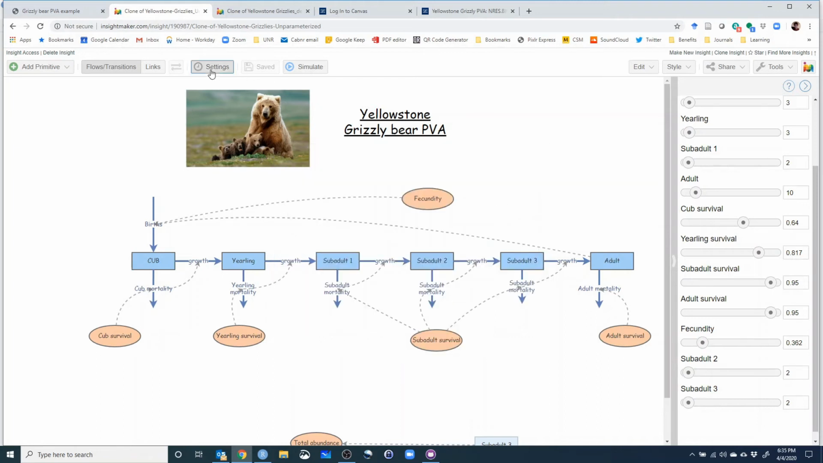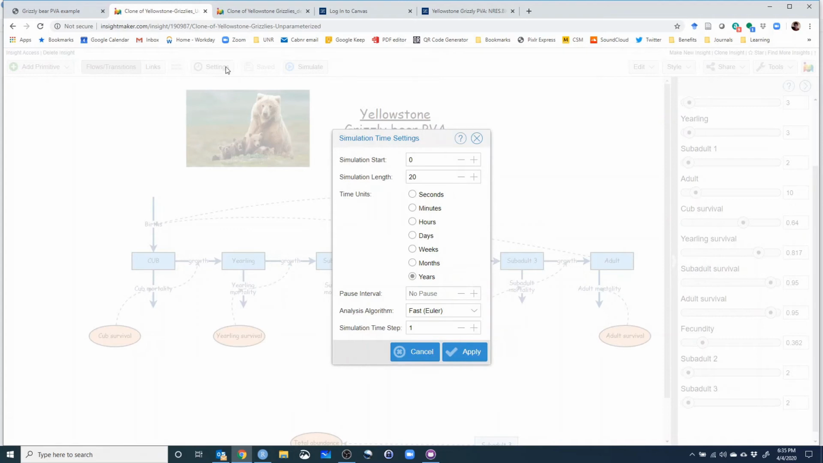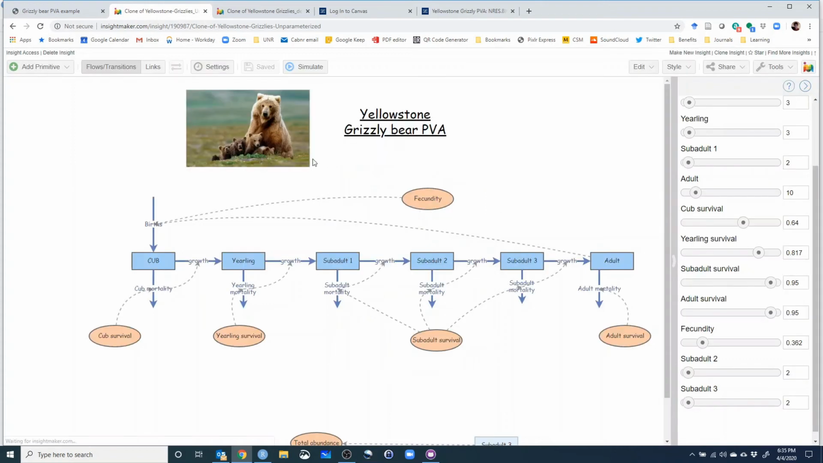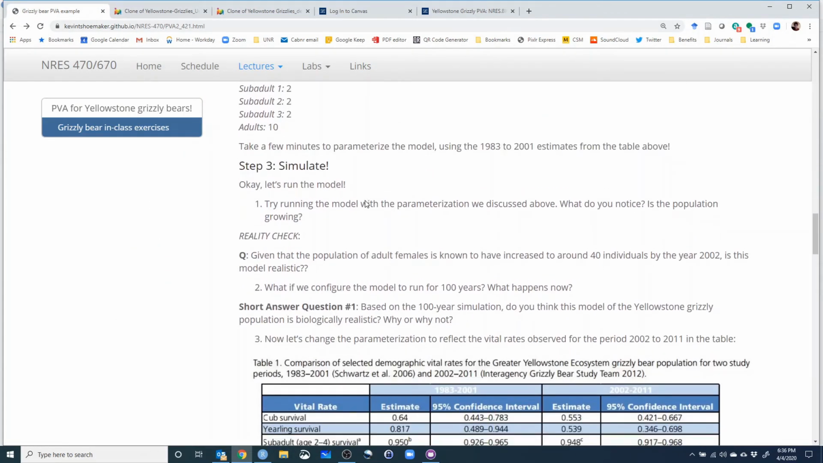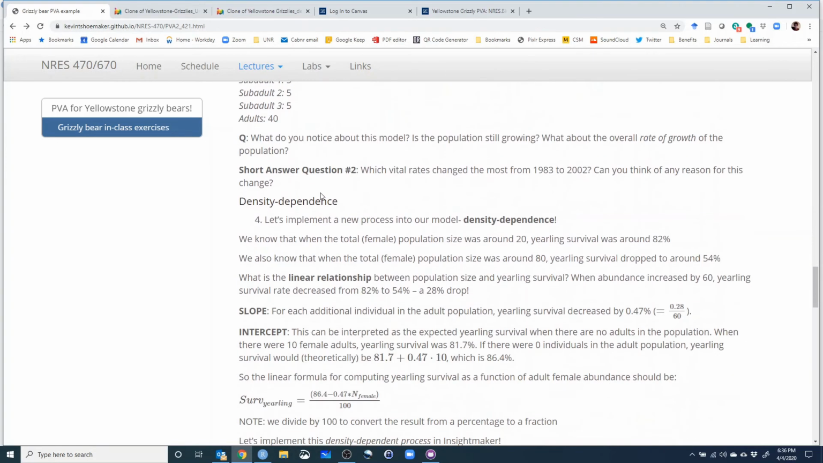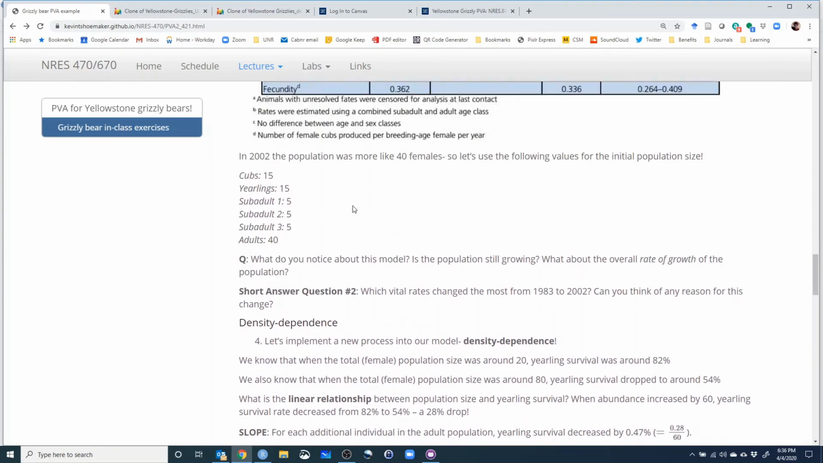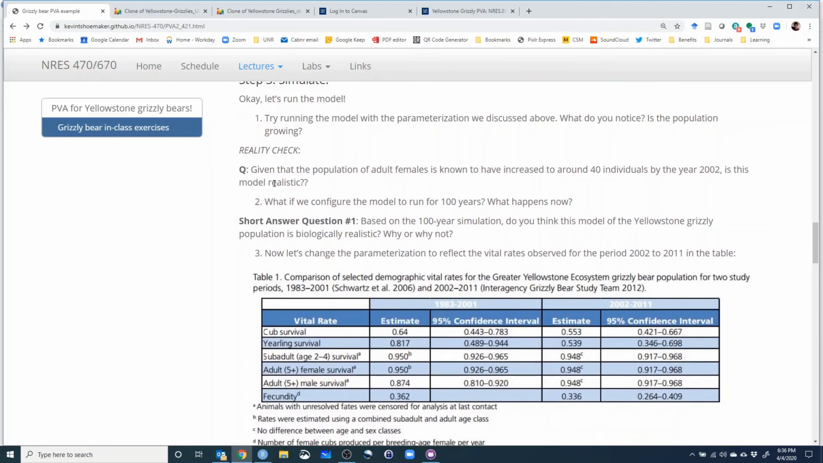Now try changing the settings and run the model for 100 years. All right. And now rerun the sensitivity testing tool, and look at the results. And what I'd like you to do now is to go back to the lecture and go to Web Campus, actually, and answer the following question. Where are we? Short answer question number 1.